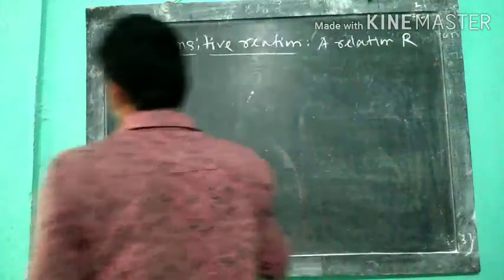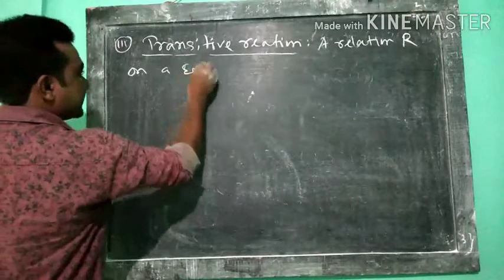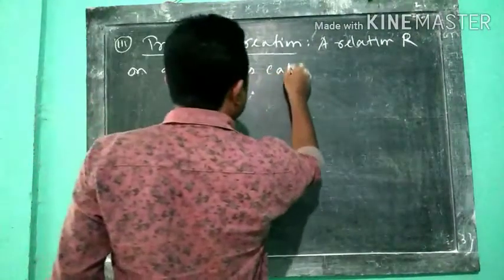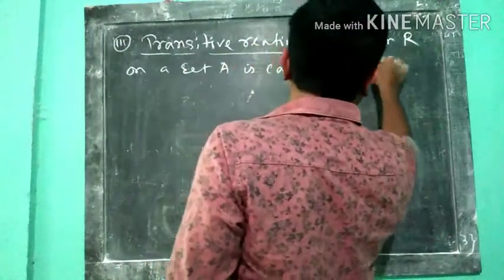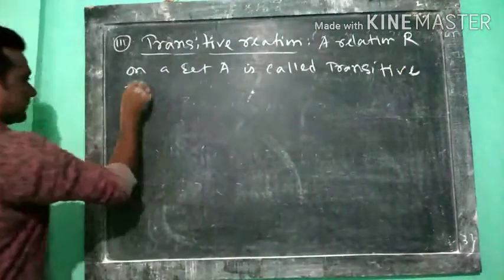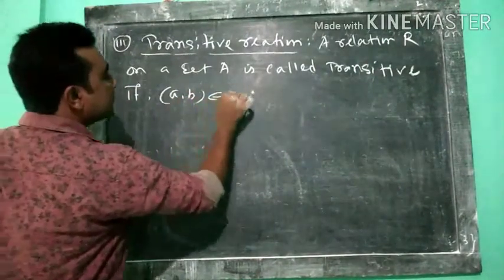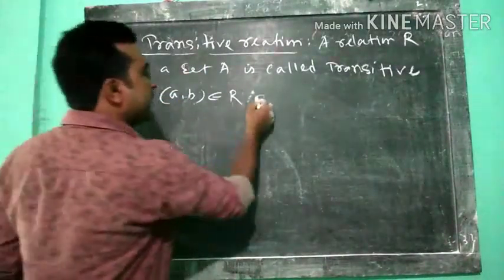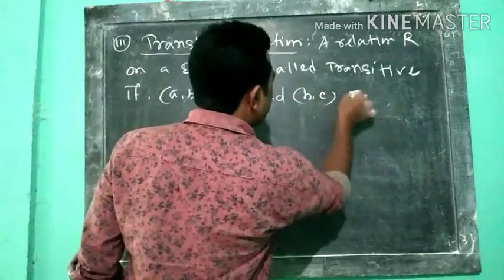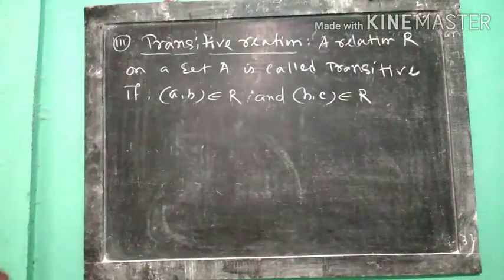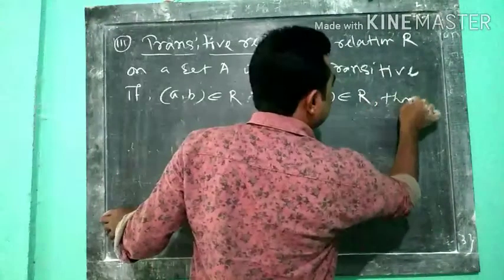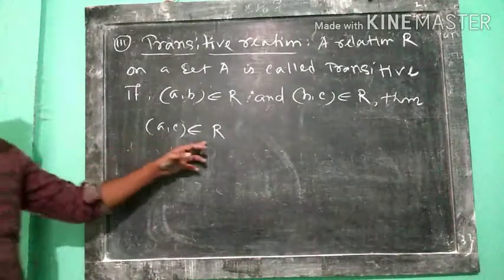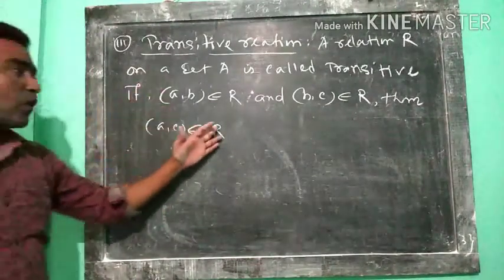A relation R on a set, suppose a relation R on a set A is called transitive if (a, b) belongs to R. যে যদি এটা set হয় আৰু (a, b) belongs to যদি R হয় and আৰু (b, c) also belongs to R, তেতিয়া হলে কি থাকিব লাগিব then this implies (a, c) is also belongs to R. So the (a, c) belongs to R হয় this type of relation is called transitive relation.